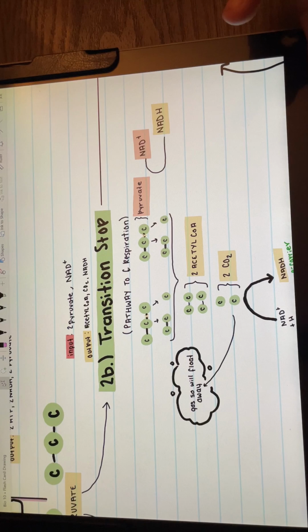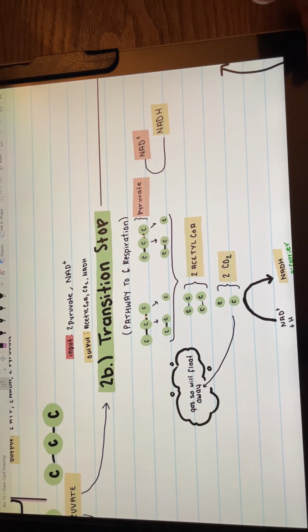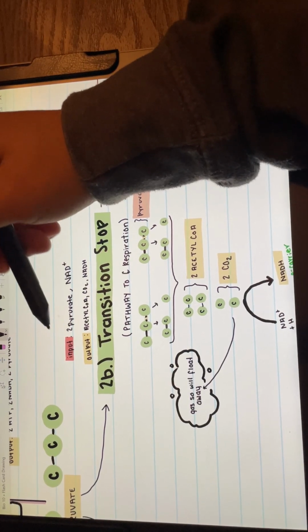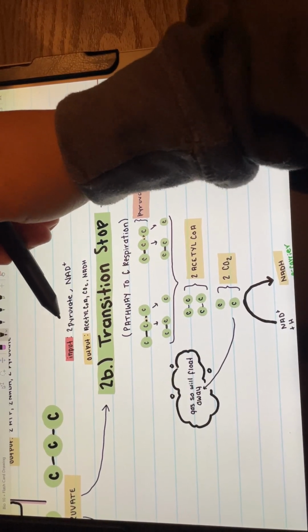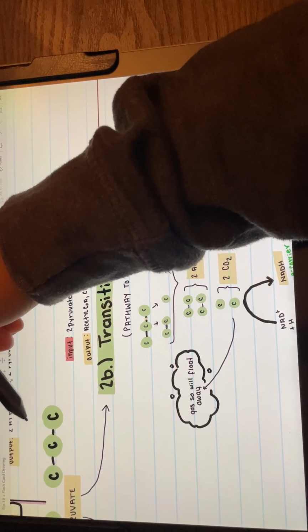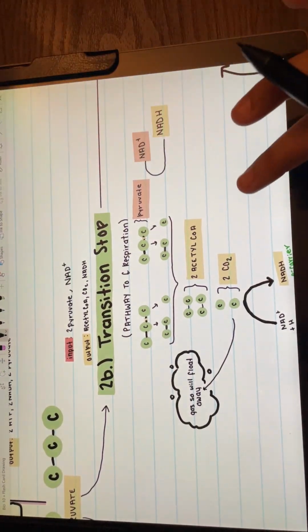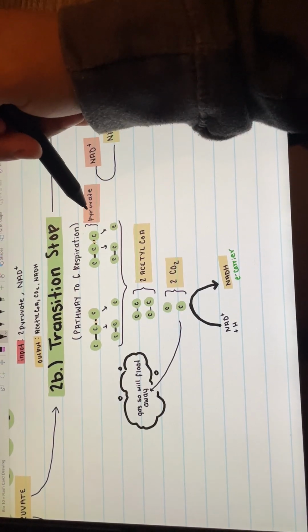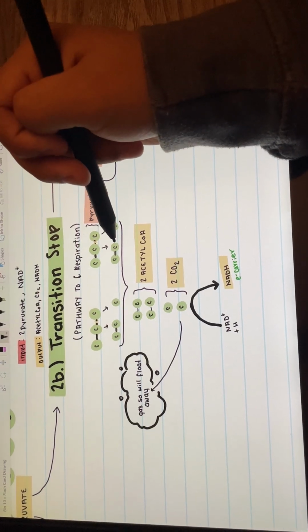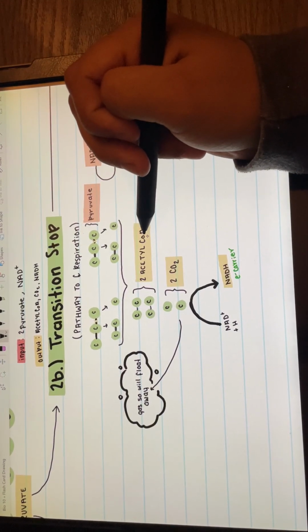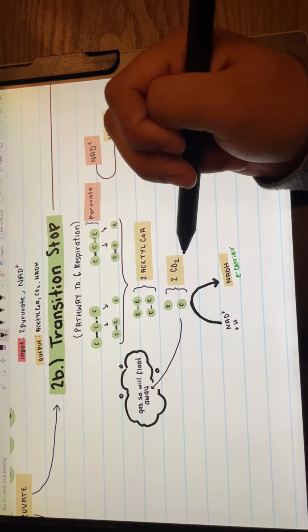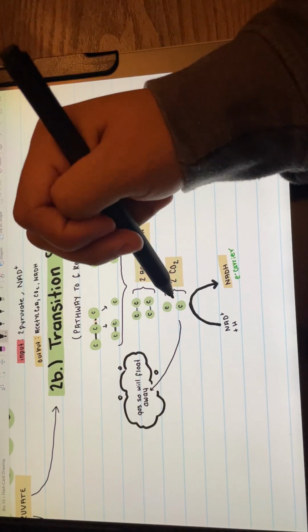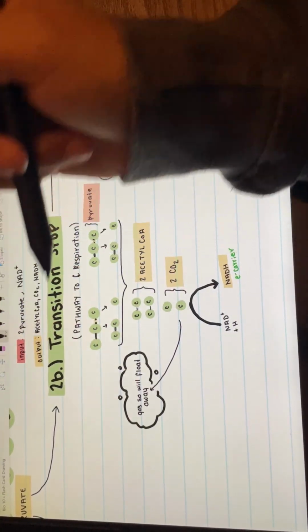In the transition step, we can see that we input the 2 pyruvates that we developed from glycolysis. So this is a pathway to cellular respiration. Here we have our 2 pyruvates, our input, and they are broken down into 2 acetyl-CoA molecules and 2 carbon dioxide molecules. Carbon dioxide, since it is a gas, will float away.